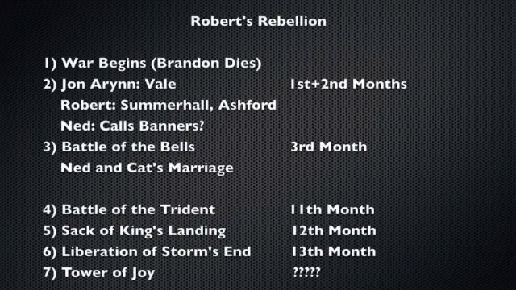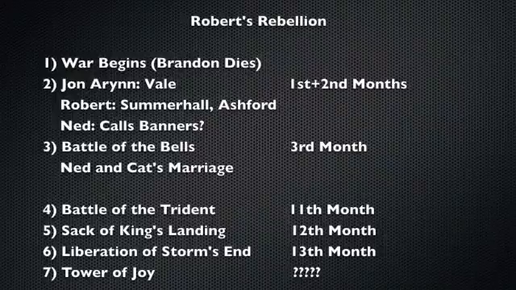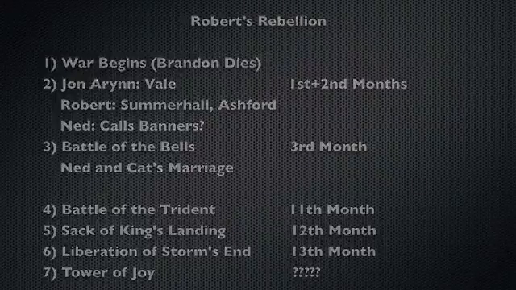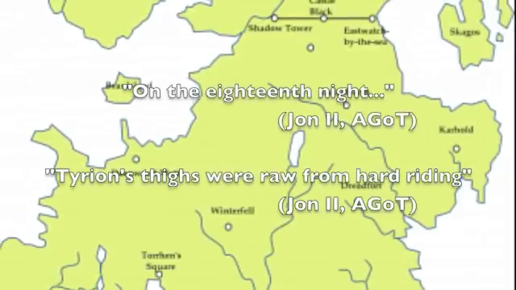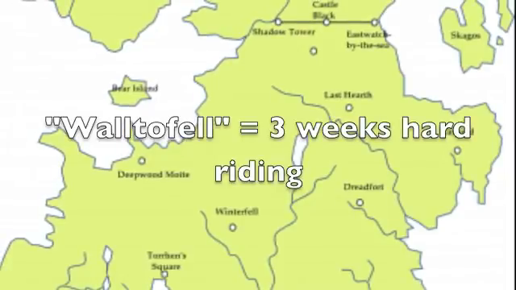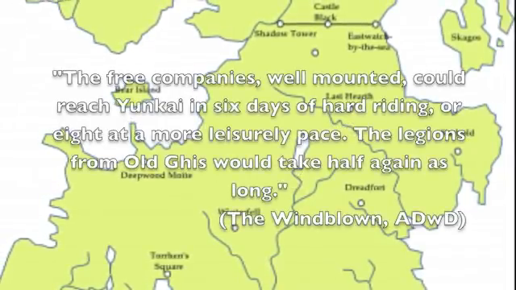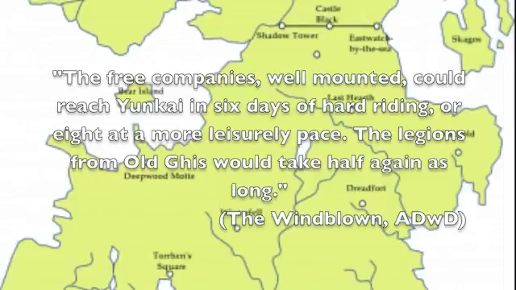Now, I placed the Battle of the Bells in the third month of the war based on the following completely insane travel calculations. So we know in A Game of Thrones, Tyrion and Jon spend at minimum 3 weeks of hard riding to get from Winterfell to the Wall. For the hell of it, I'm going to call this distance a wall to fell. We learned in A Dance with Dragons that marching takes twice as long as hard riding.